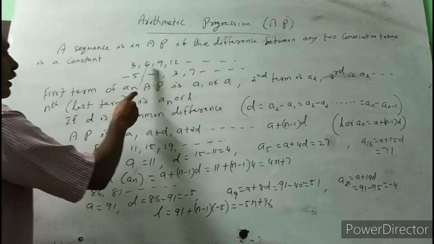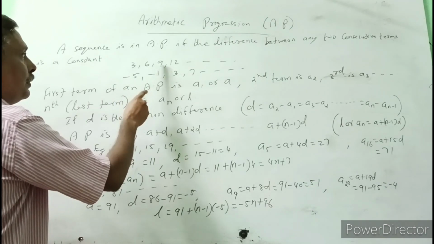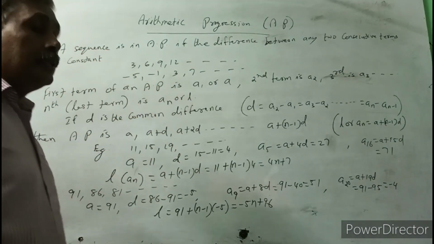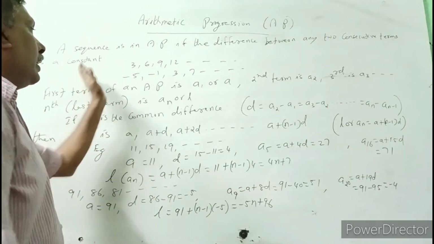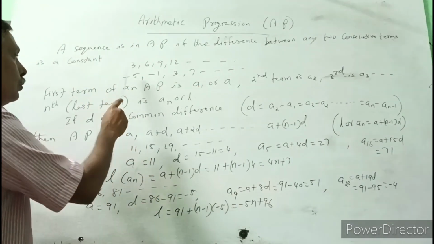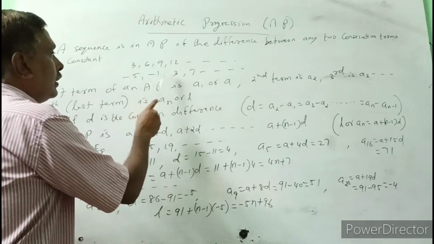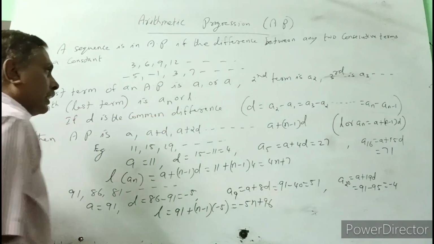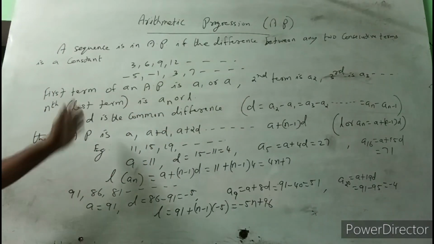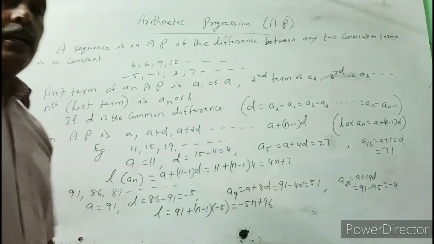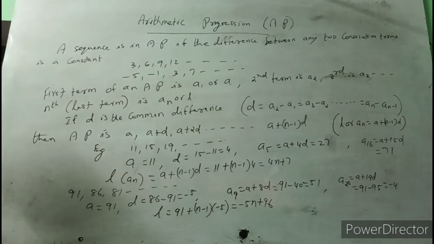You see, the difference between 6 and 3, the difference between 9 and 6, the difference between 12 and 9. You may see that all are the same. So they are in AP. Similarly here also, the difference between -1 and -5 and -1, and similarly here, 3 and 7, etc. So both of the sequences are in AP. It's a sequence because one after the other is written in a particular order.